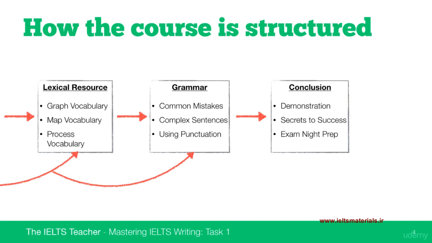In section 6, we look at grammatical range and accuracy, another of the band descriptors, focusing on common grammatical mistakes when looking at graphs, focusing on complex sentences and how to join ideas together using grammar, and focusing on how to use punctuation effectively when describing data. The final and 7th section is the conclusion section, where we wrap up what we've learnt. We have a look at a full demonstration of how to write a Task 1 response. We look at some secrets to success, some of my top tips, and go through a few bits of information about how to best prepare on the night of your exam.